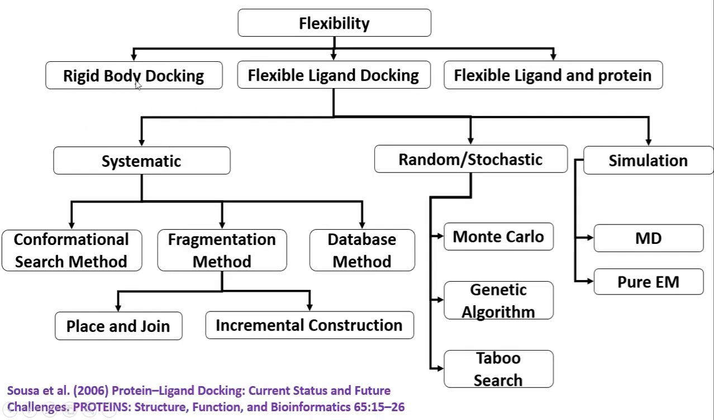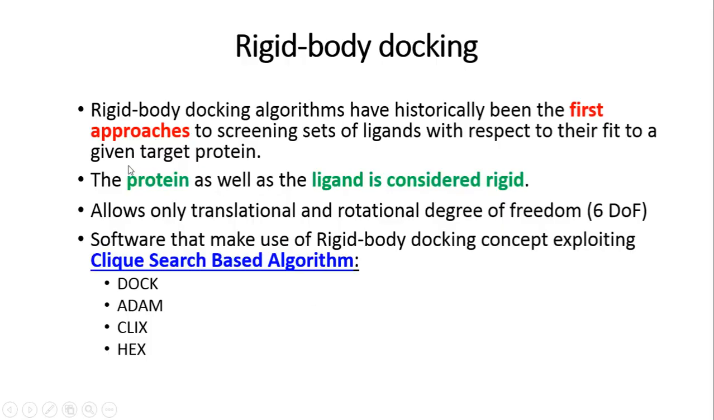Okay, rigid body docking. In rigid body docking, the algorithms have historically, of course, been the first approach. Why? Because these are the easiest to handle. Rigid body docking was the earliest created algorithm, used to screen a set of ligands with respect to their fit to the given target protein. So given the target protein, will the set of ligands fit into my target protein or not? This question, which was solved computationally for the first time, was solved on the basis of these rigid body docking algorithms.